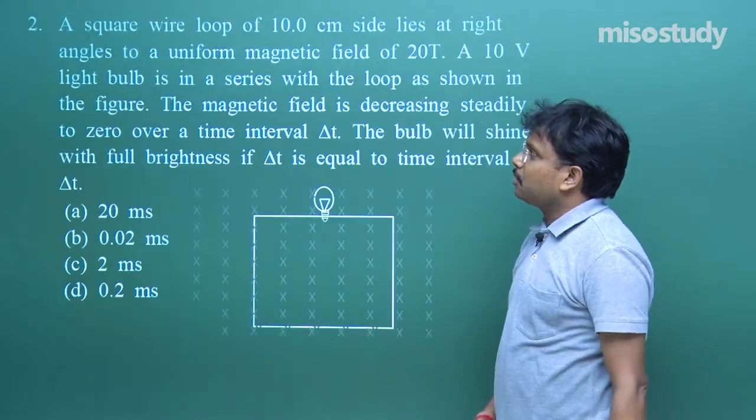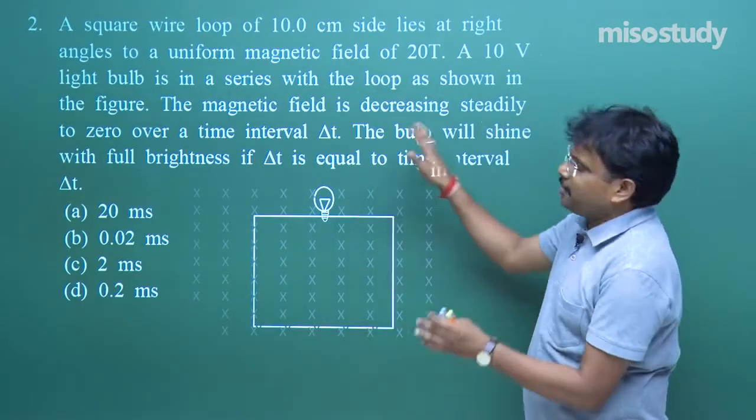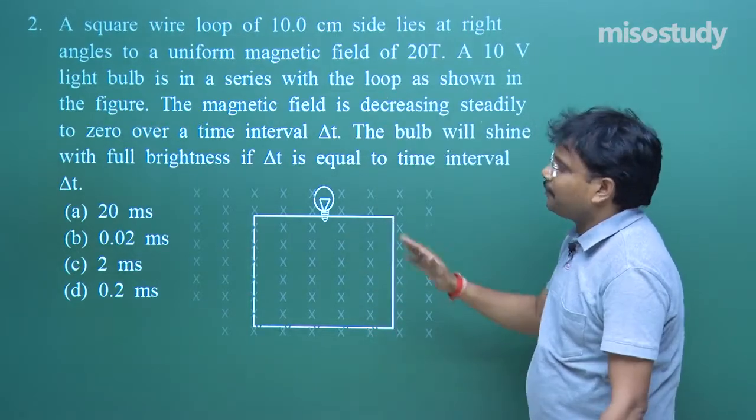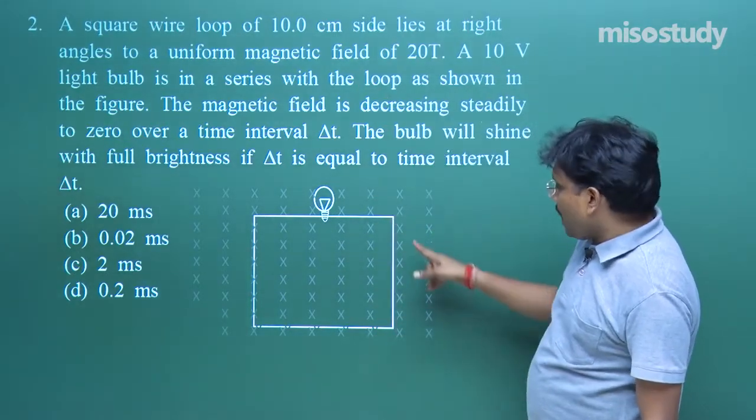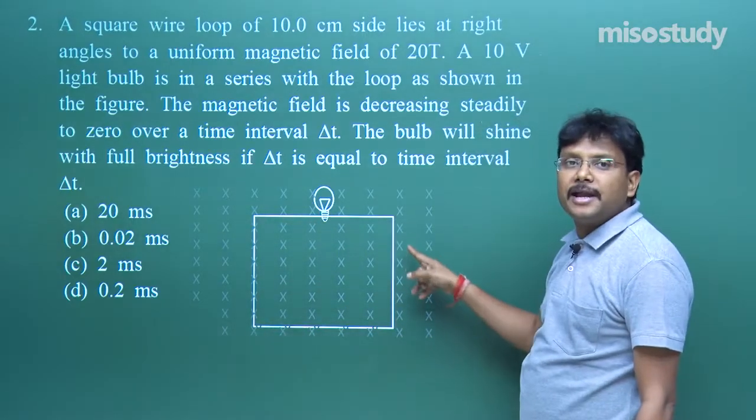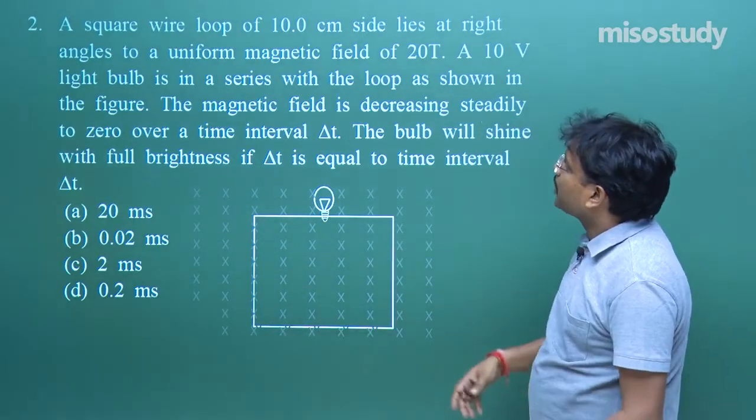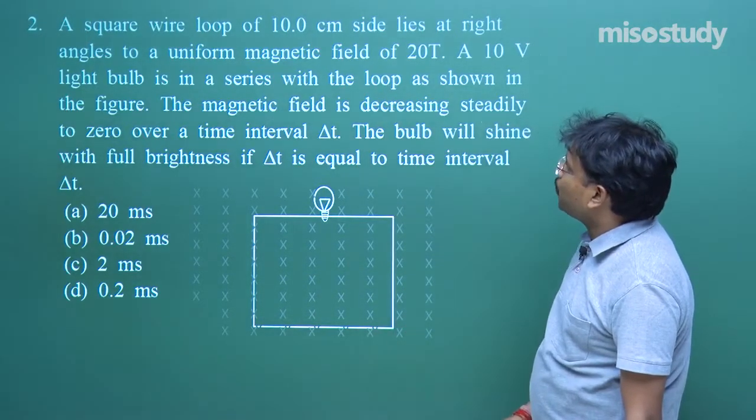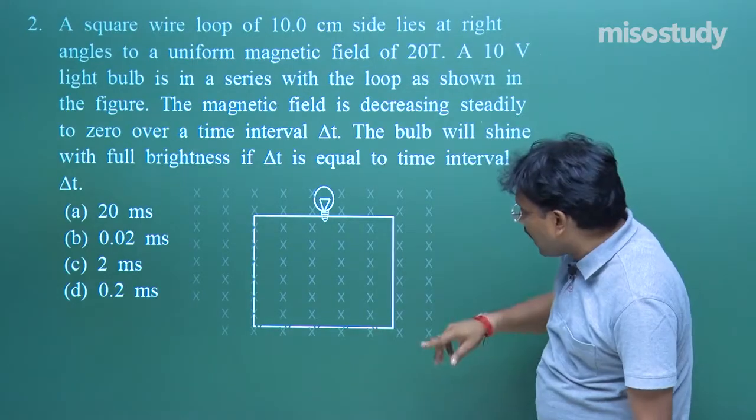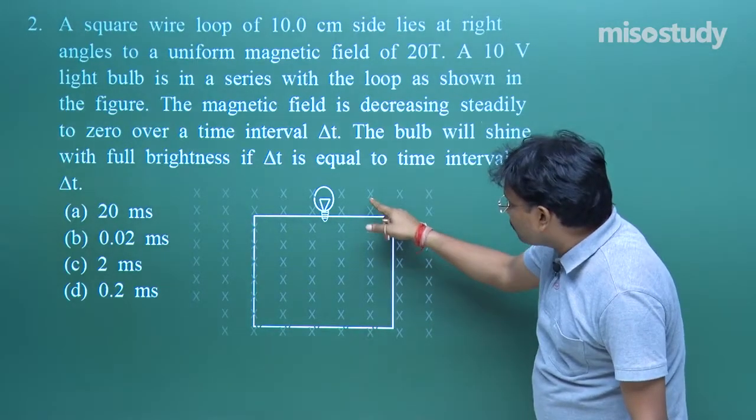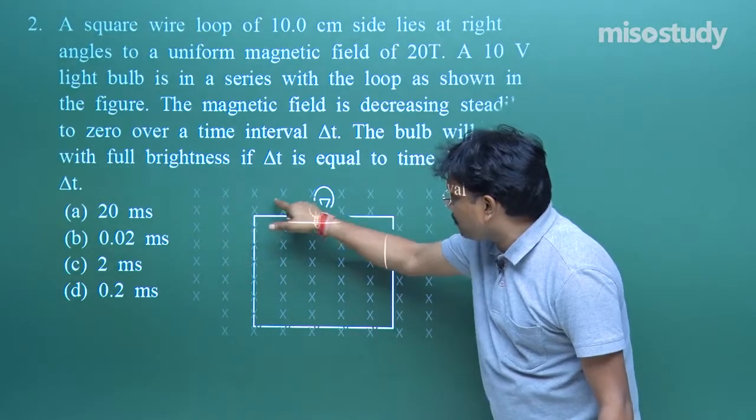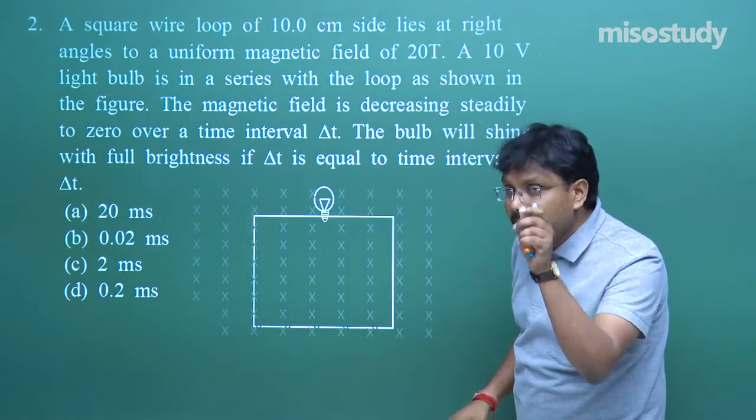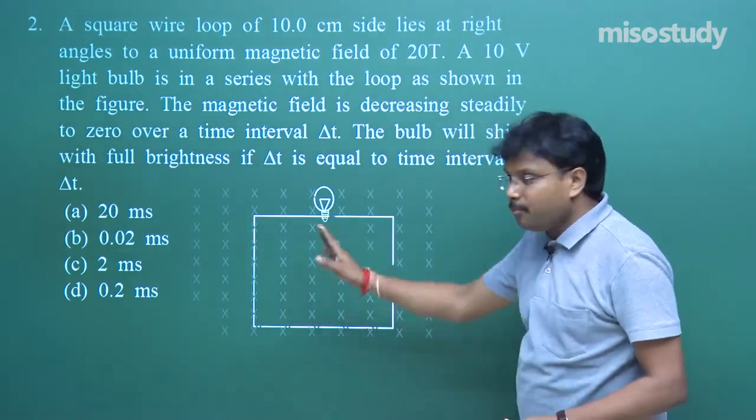So here comes your question number 2. Now this question is not a difficult one, just because of the language this question is long, otherwise it is a simple question. A square wire loop, you need not imagine anything, everything is mentioned in this diagram, of 10 centimeter sides lies at right angles to a uniform magnetic field of 20 Tesla. I hope these crosses are visible to all of you. This is just a representation of the magnetic field perpendicular to this green board, going inside.